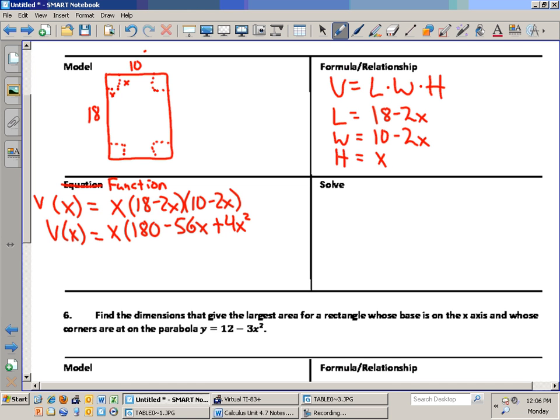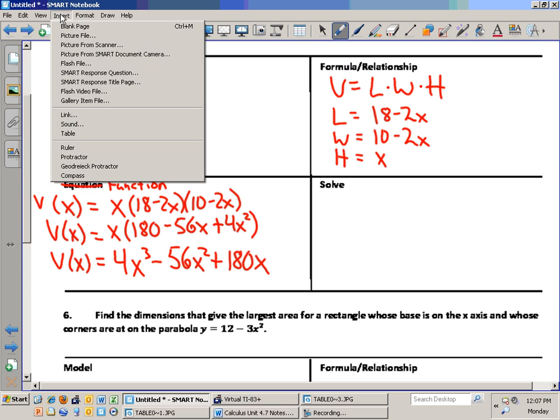Yeah. So the volume in terms of x is going to be equal to 4x to the third power minus 56x squared plus 180x. So let's identify what the problem is talking about. It's saying that we want to maximize the volume. Well, if you graph this, what's that thing going to look like?